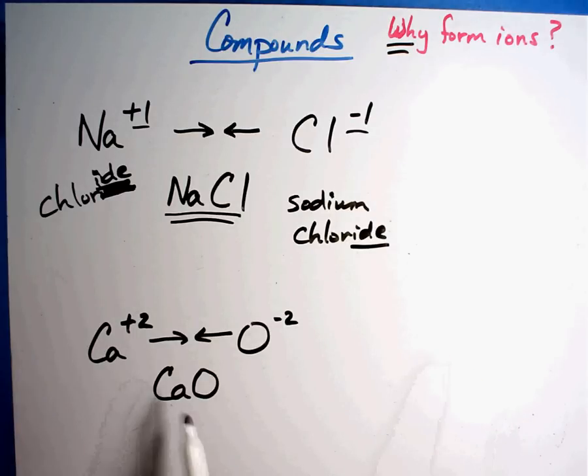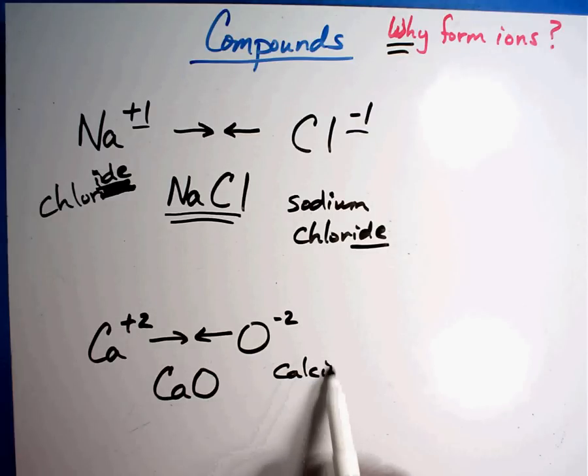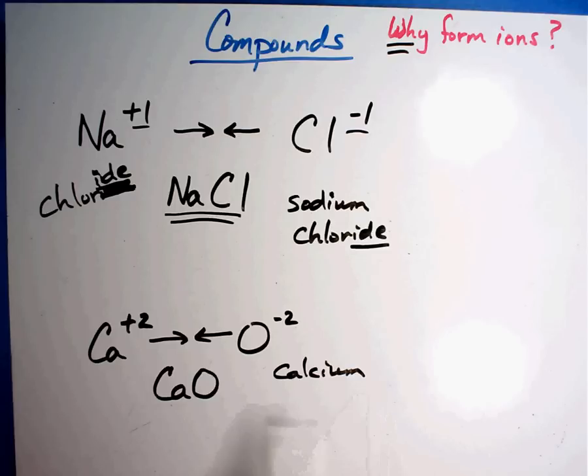So what would this one be called? Well, the first name's still the same, calcium. And oxygen, cut off the "gen," becomes "-ide," so it becomes oxide, calcium oxide. Let's do a couple more real quick.